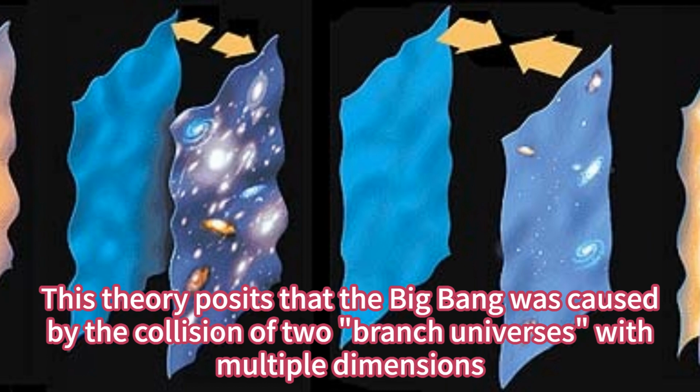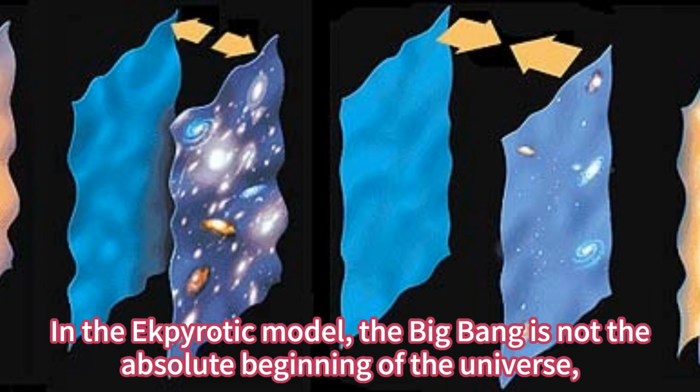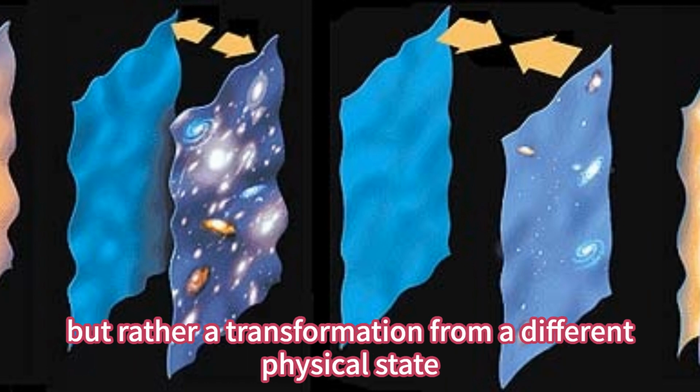2. Aperiodic cosmology. This theory posits that the Big Bang was caused by the collision of 2 brane universes with multiple dimensions. In this model, the universe may have existed in a different form before the branes collided. In the aperiodic model, the Big Bang is not the absolute beginning of the universe, but rather a transformation from a different physical state.